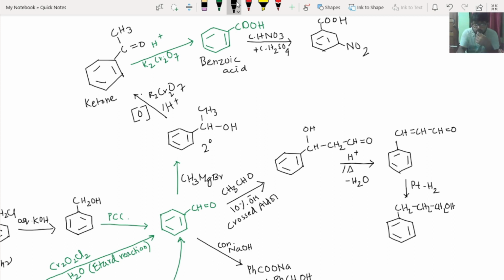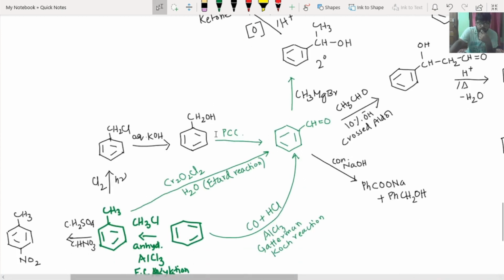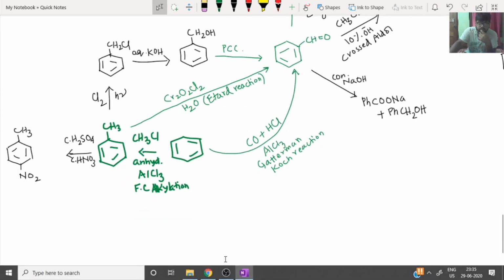Now if we reduce this with lithium aluminium hydride, what are we going to get? We are going to get the corresponding alcohol, CH2OH. Alright, now let's go back to the benzene.